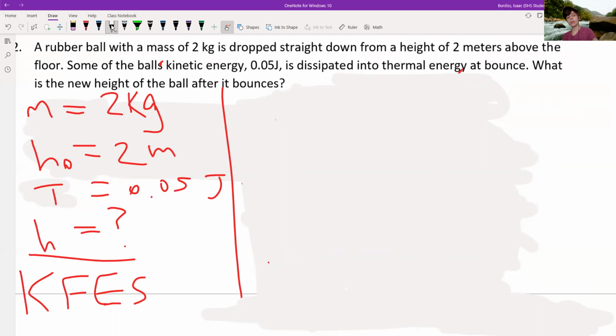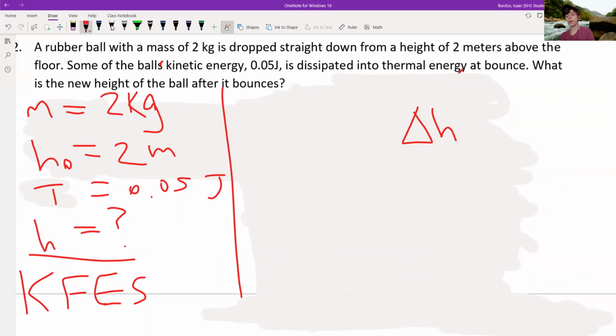So what equations can we use? Well, at first you might think, okay, initial energy equals final energy. But that's what I was talking about, where that's not always true, because it's converted to thermal, so the total mechanical energy is not constant this time. But what we do know is that if we're trying to find a final height and we know an initial height, then we can use change in height.